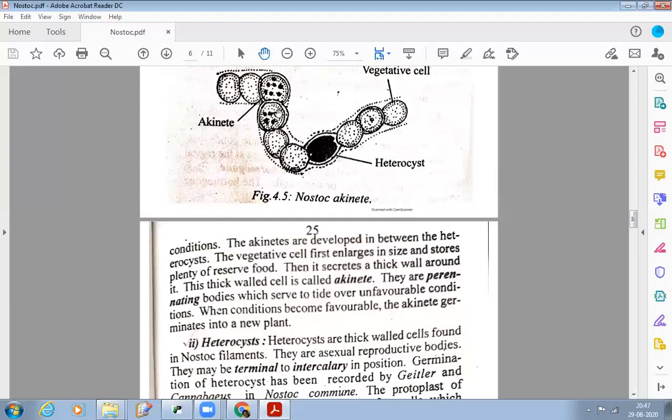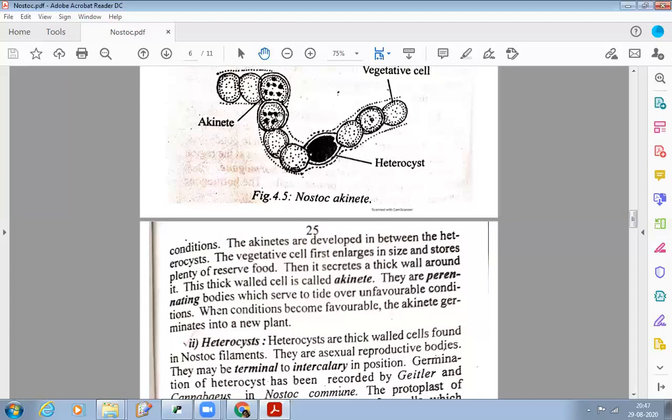Okay, now the akinete is nothing but a thick-walled enlarged vegetative cell with plenty of reserve food material. They are perennating bodies, that means they can survive for a longer duration to tide over unfavorable conditions, and upon arrival of favorable conditions, it will undergo repeated mitotic division and develop into a new plant by germination.